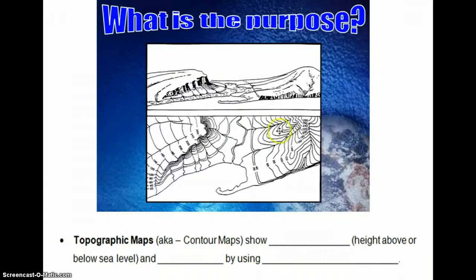So a topographic map looks like this one on the bottom, and basically it is a map that is able to show us the elevation, the height above sea level, and the shape of the land by using these lines, which are a kind of isoline called contour lines. So on the top, we have a landscape. You can see there's a cliff over here, there's a hill over here. When you know how to read a topographic map, you can actually look at this and tell that there's a cliff over here and there's a hill over here.